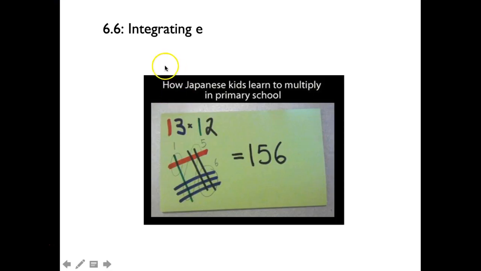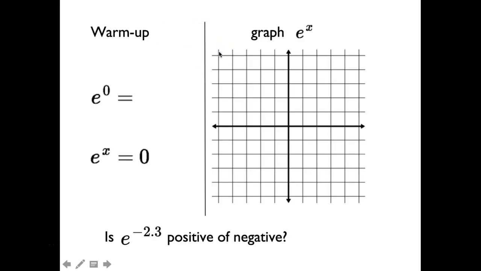Today we're doing 6.6 and we're going to be integrating exponential functions, okay? I put integrating e here. I'm integrating exponential functions. Okay, so first thing before we start integrating these exponential functions, there are some things you need to make sure you know about e to the x.